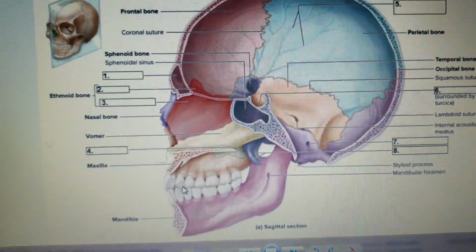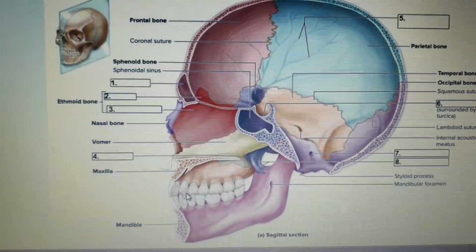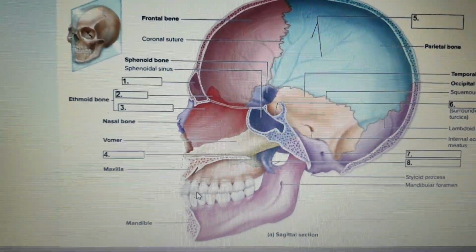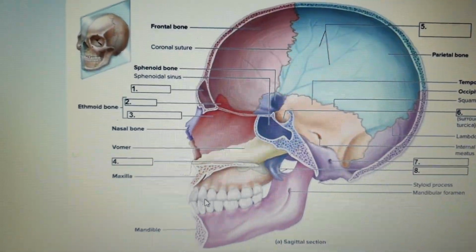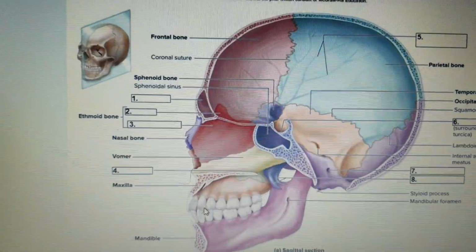Today we are going to discuss the paranasal sinuses. The paranasal sinuses are basically air-filled spaces in the bones around the nasal cavity. The function of these sinuses is to make the skull lighter, and they also add resonance to the voice.